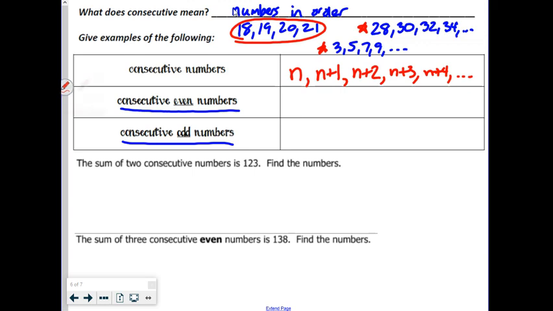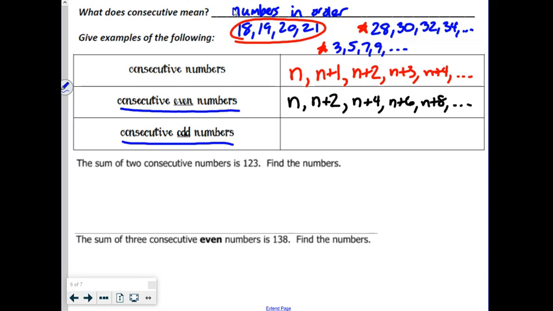Okay, consecutive even integers. Very similar. You start off with the first even number, so n is some even number here, but you don't add 1, you skip the odd that's in between, and to get to that next even number, you add 2. And you have to add 2 again, so adding 2 to that plus 2 is actually plus 4. n plus 6, n plus 8, and so on.